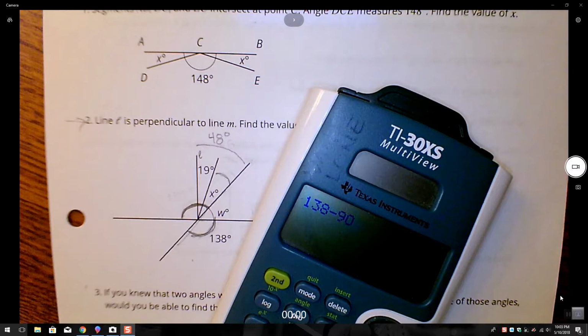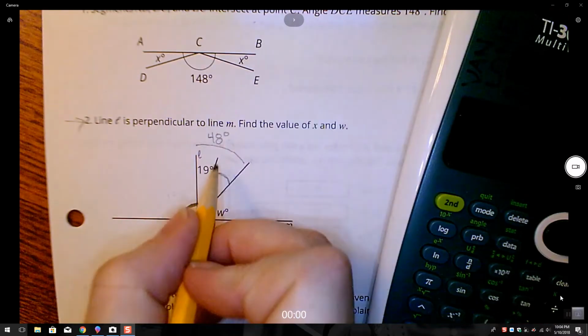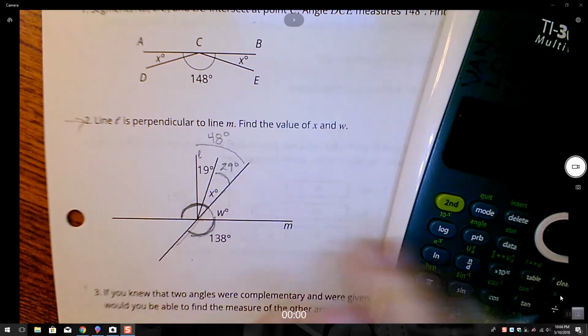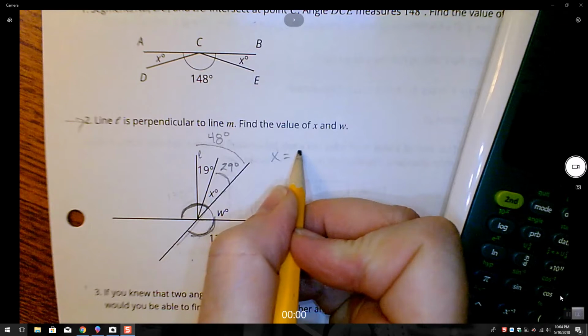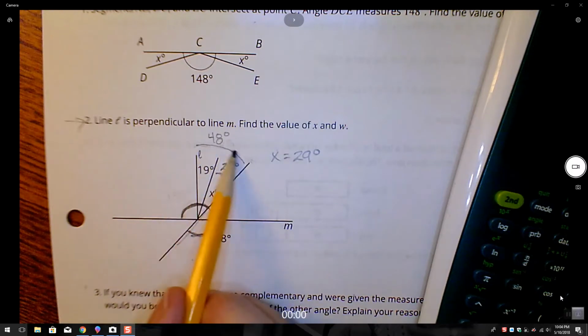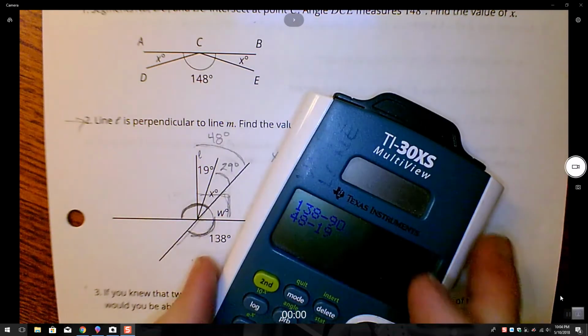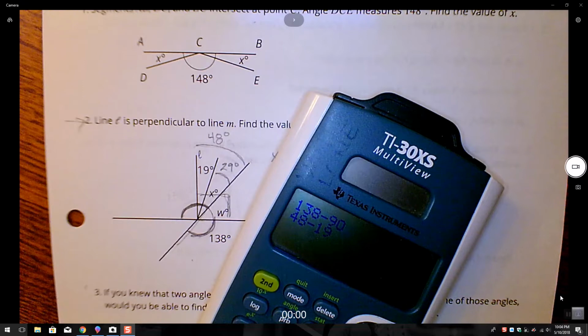Pull out your calculators and crunch that number for us. What do you get? I got 29. 29 right here. So X equals 29 degrees, right? And that leaves us W. This isn't going to be too hard to figure out. We already have 48 degrees here. We know this entire angle is a 90-degree angle. So we just need to subtract 48 from 90 and we'll have that.